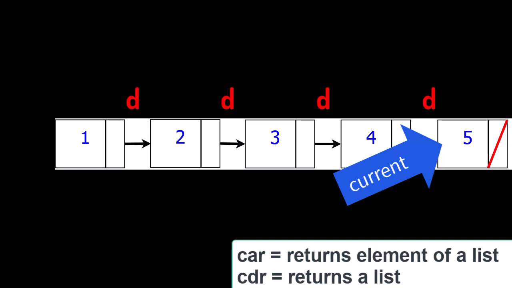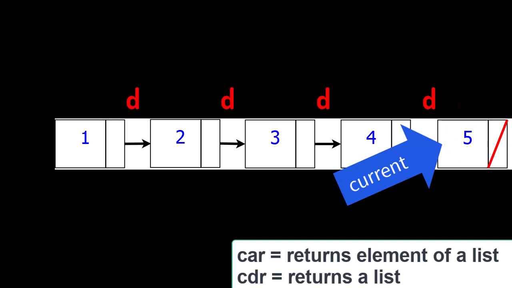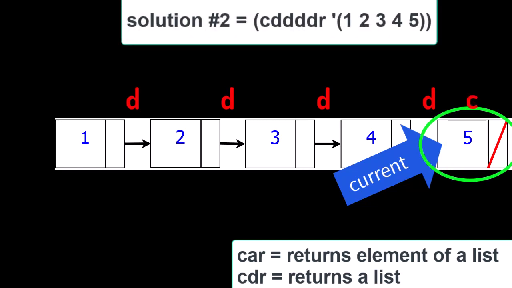Now, if I want to return a single element from this, I need the C and the A part of this, and then my 4 Ds, D, D, D, D, and R. That will return a value of just 5. If I wanted to return the list that has the 5 in there, it's going to be slightly different. There's no A in there. And that would return literally a list that had 5 in it.